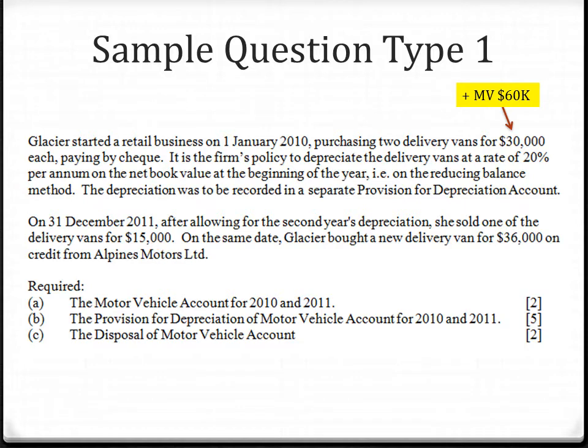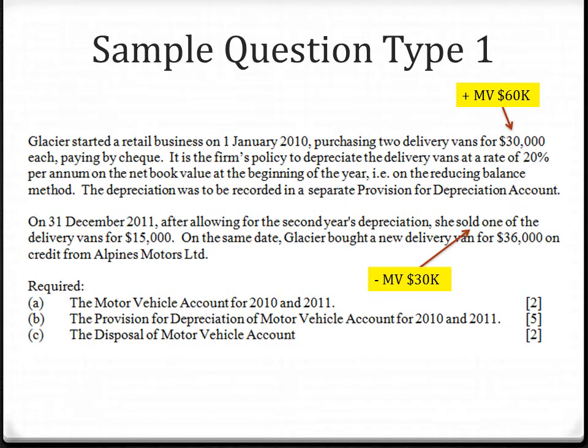you are going to less your motor vehicles. All right, you're going to less your motor vehicles by how much? Is it 15K or is it 30K? All right, so the answer is you must minus 30K. Why? Because you must recall that in this motor vehicle account right now, there is 60K. It's made up of 2 motor vehicles.